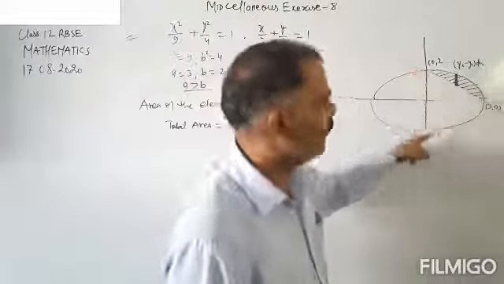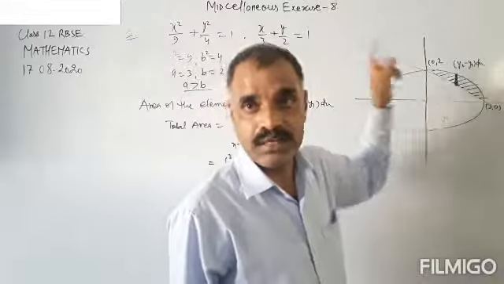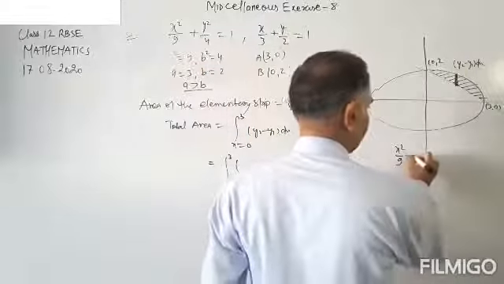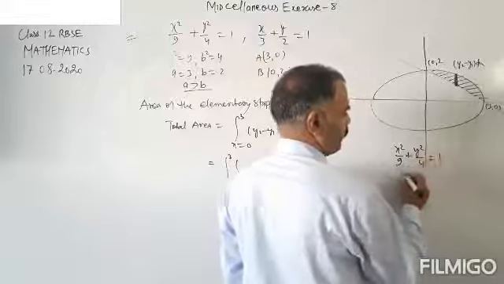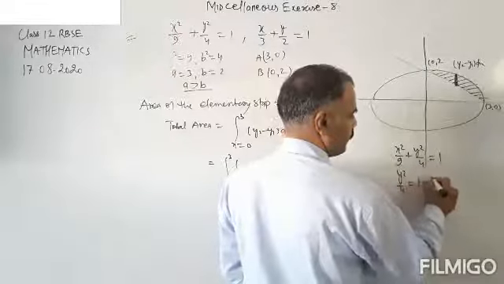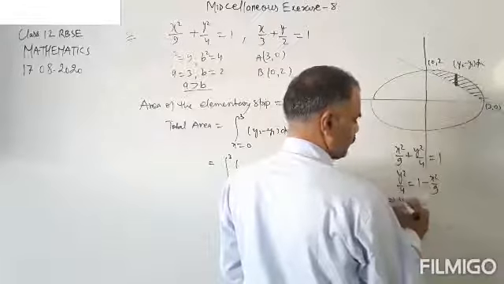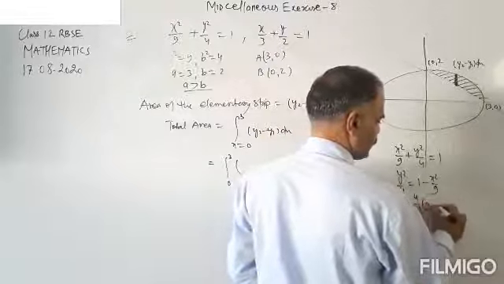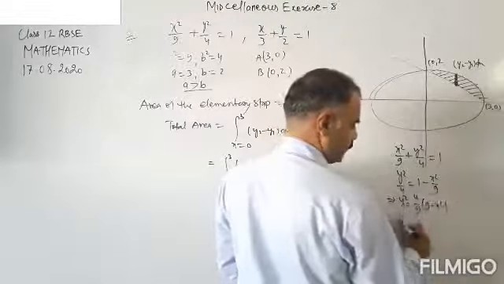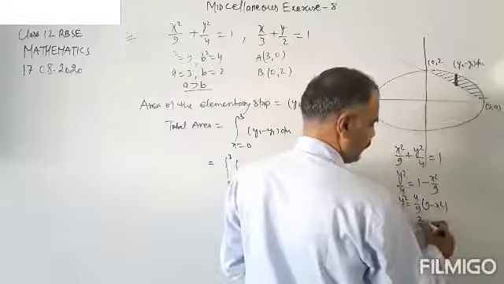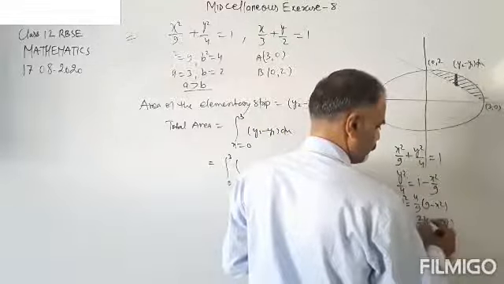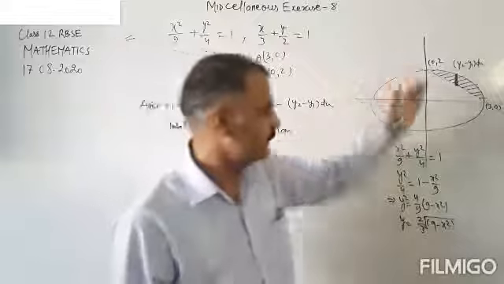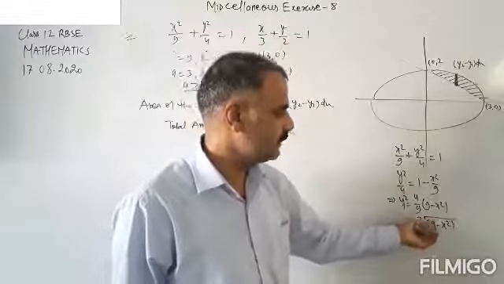Upper is the ellipse, so y2 is taken from the equation of the ellipse. Solving the equation of the ellipse, x square upon 9 plus y square upon 4 is equal to 1. Y square upon 4 is equal to 1 minus x square upon 9, which implies y square is equal to 4 upon 9 times (9 minus x square) after taking the LCM, and y is equal to 2 by 3 root of 9 minus x square. But we are considering the first quadrant, so we take the plus sign: plus 2 by 3 under root 9 minus x square.